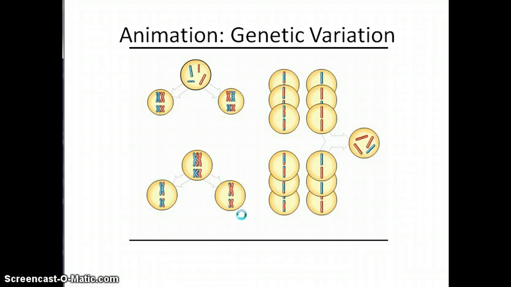So going back to our summary of genetic variation, this is an animation that will just give us again a summary overview of how we get genetic variation through meiosis.